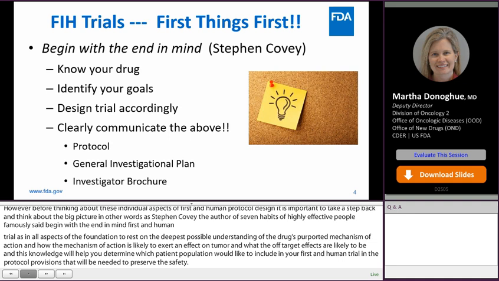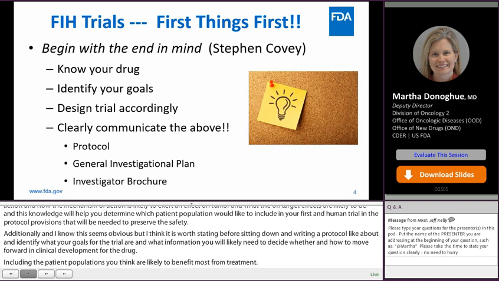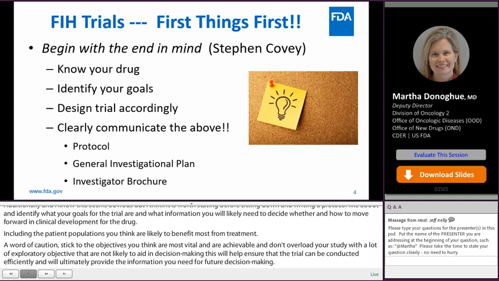A word of caution, stick to the objectives that you think are most vital and are achievable, and don't overload your study with a lot of exploratory objectives that are not likely to aid in decision-making. This will help ensure that the trial can be conducted efficiently and will ultimately provide the information you need for future decision-making. Then, design the trial accordingly, assuring it is well-organized, internally consistent, and clearly communicates the information about your drug, your goals, and the overall approach to ensuring these goals are safely met.